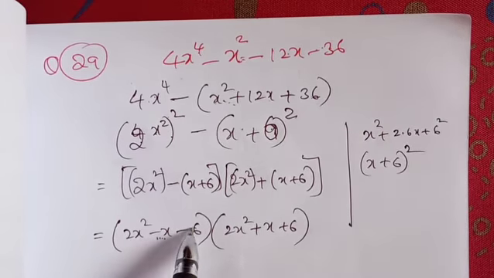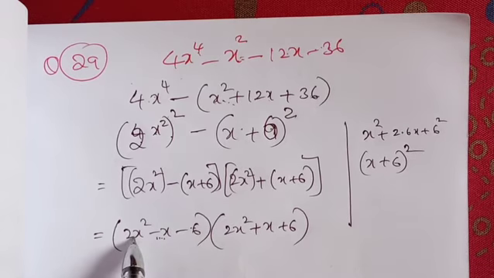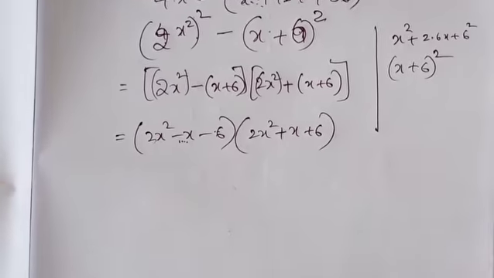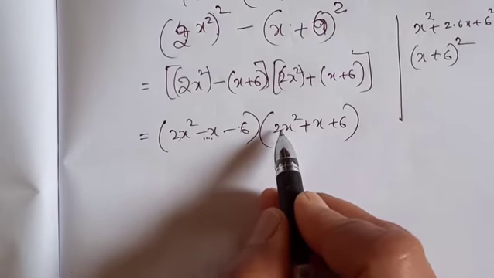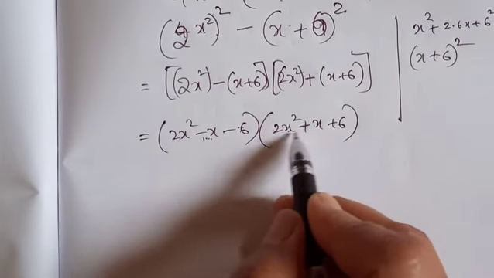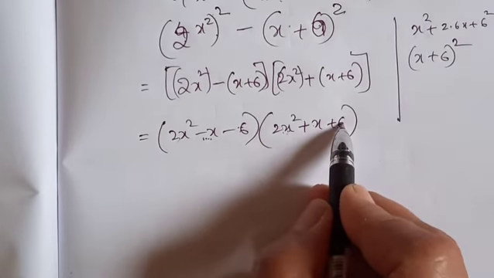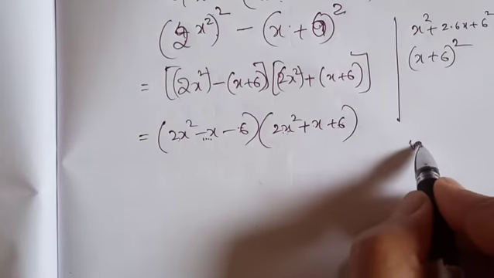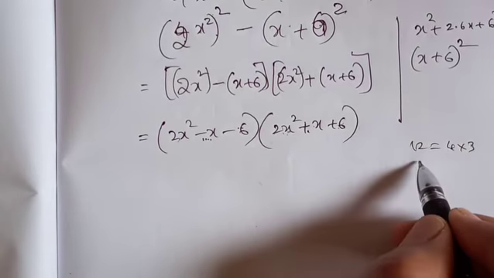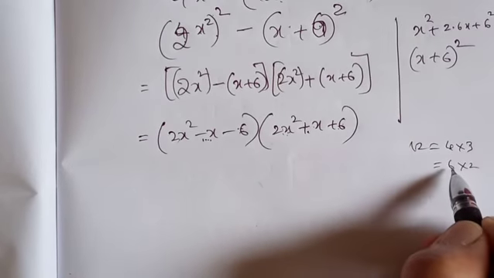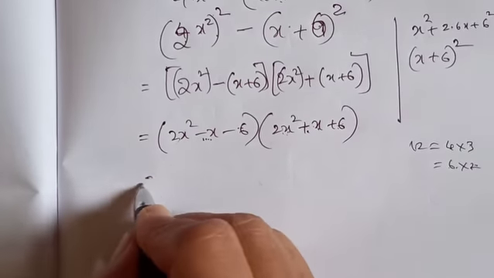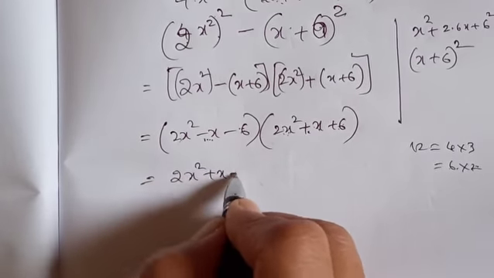Here again 2x square plus x plus 6. This trinomial, can you solve it? No. 2 6s are 12, so what are the factors of 12? 4 into 3, 4 plus 3 is 7, not there. Next 6 2s are 12, 6 minus 2, not there, 6 plus 2, not there. So this will remain like that only.